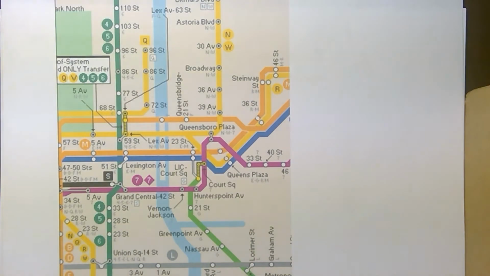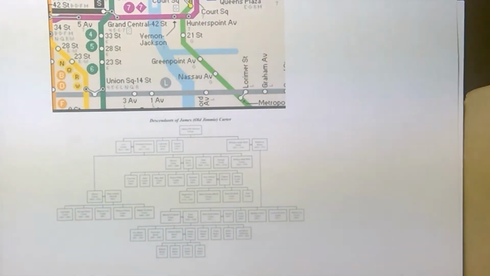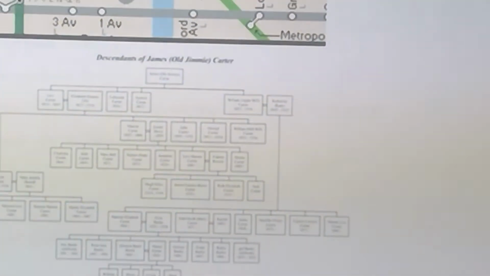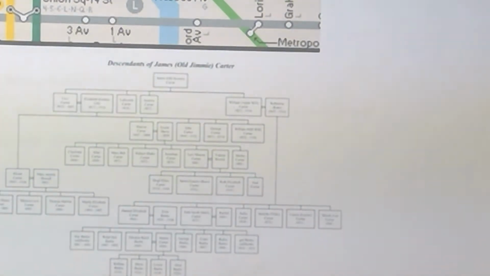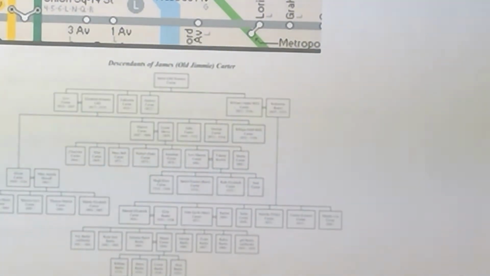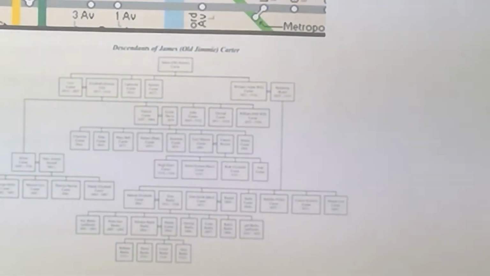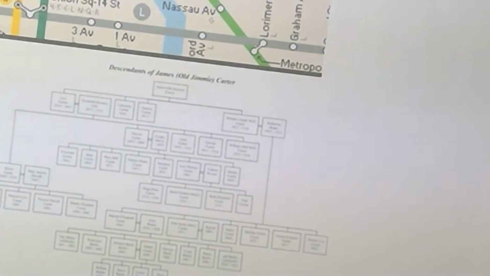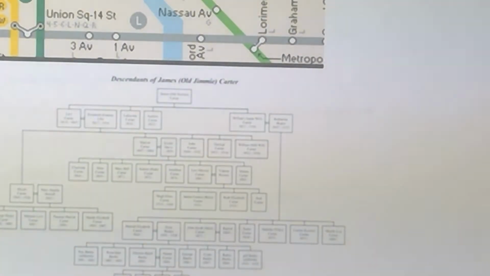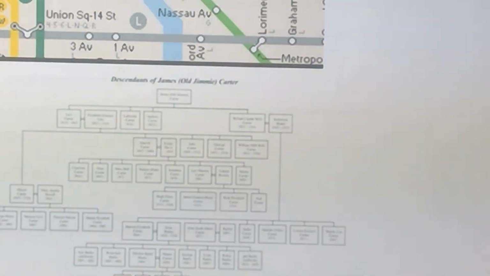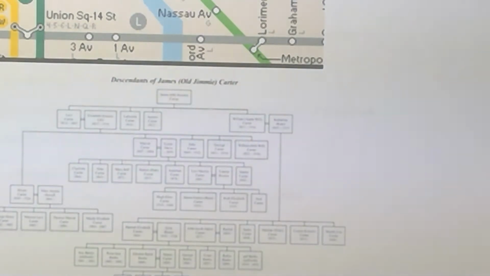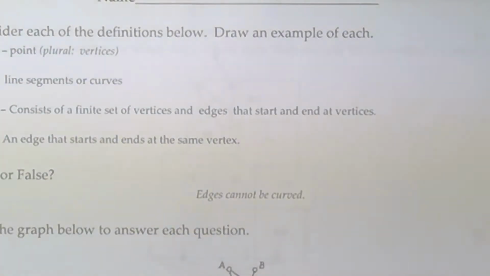Another example of graph theory. Right here, some of you may recognize this. It's really blurry. That's okay. You don't need to read it. Do you recognize it as a family tree? If you do any type of genealogy, you will recognize that as showing the descendants of James Carter. So if you've done genealogy, you've done a type of graph theory because you're mapping the pathways from person to person along a family line.